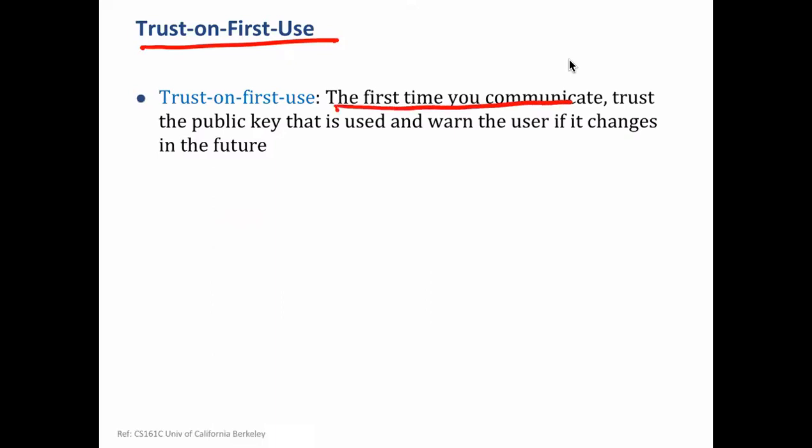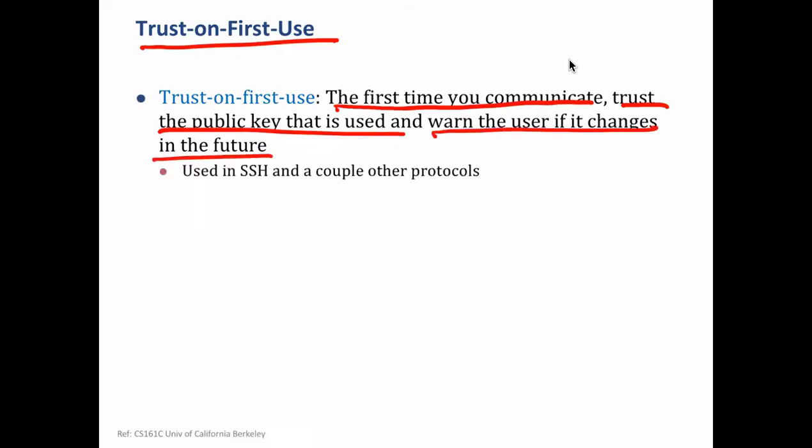when you communicate, trust the public key that is used. For the first time, when Bob sends the public key, just trust it and then warn the user if there is a change in future. All right. And surprisingly, this very simple scheme is used in SSH and many other protocols. So you see, the first time, whatever you receive is good.